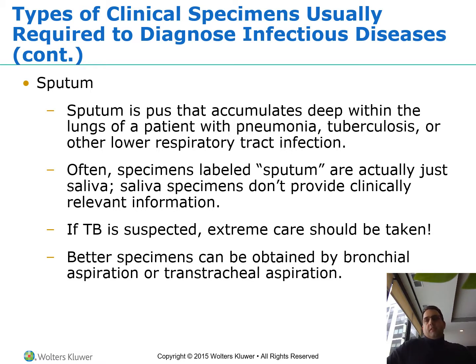Sputum is pus that accumulates within the lungs of a patient. So this would be something you would find in pneumonia, tuberculosis, other lower respiratory tract infections. Sometimes the sputum samples are just saliva with mucus in them. Saliva doesn't really give you clinically relevant information. If you are suspecting TB, you need to be very, very careful because it is highly contagious and it survives in the open for quite a long time. Bronchial aspiration or transtracheal aspiration will usually give you better results of sputum than actually going through the mouth.